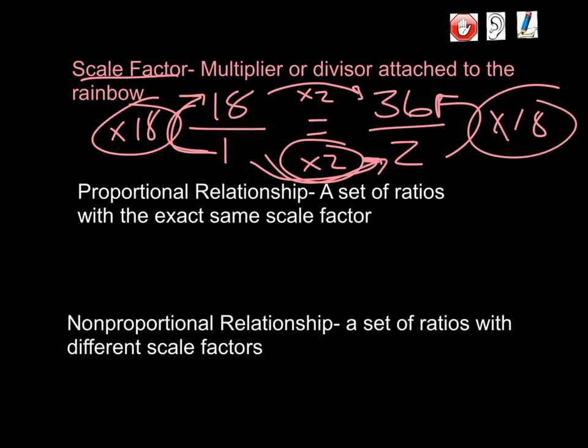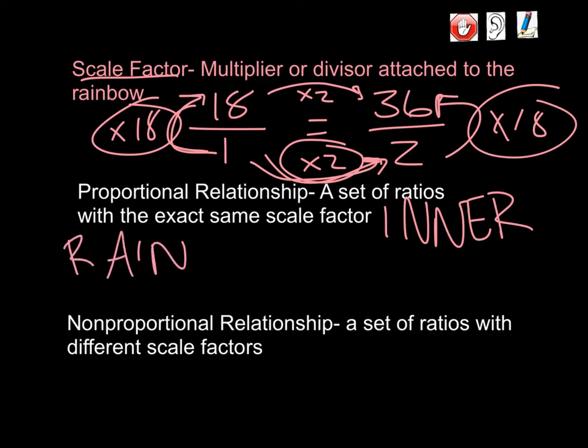Secondly, what we have is a proportional relationship. And a proportional relationship is a set of ratios with the exact same scale factor on inner rainbows only. And what I mean by that is that we know that we're going to use this term proportional in the very near future, so I want to give you a heads up as to what it means.